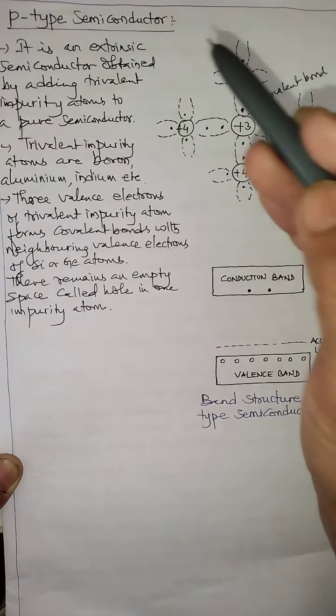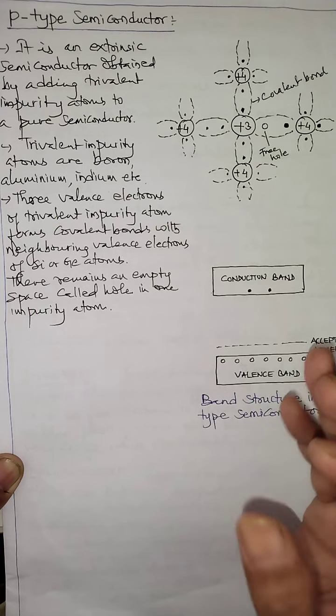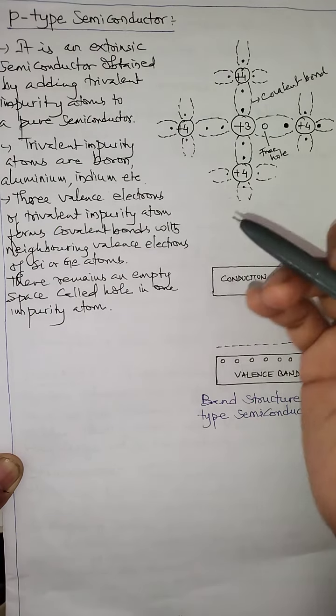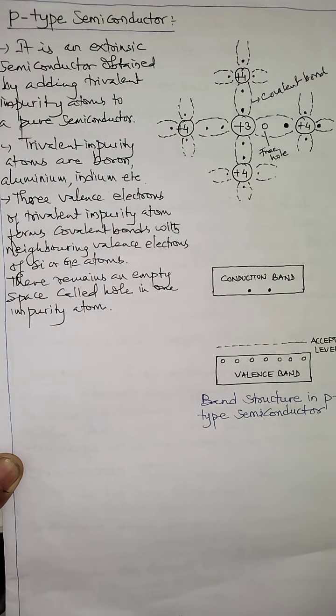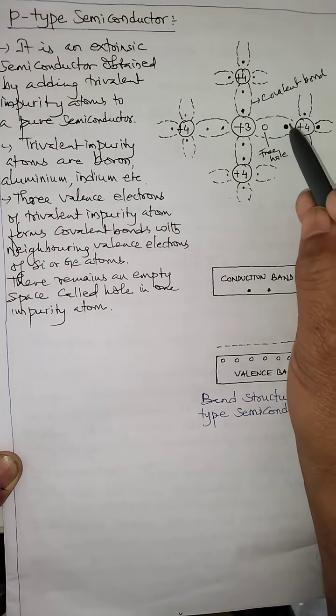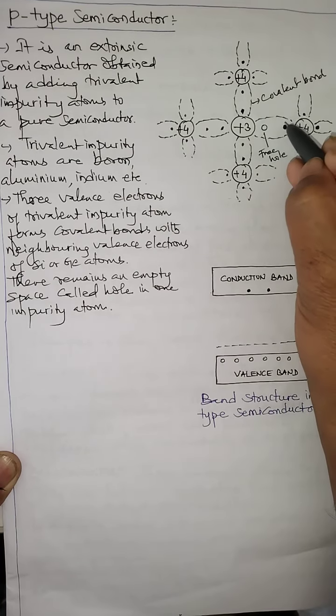So in the case of this p-type semiconductor, the number of free holes created throughout the crystal depends upon how many impurity atoms you are adding. But what happens when this semiconductor is connected to an electric field, meaning when you connect it to a battery or cell? Then electrons which are bound to the neighboring silicon or germanium atoms get dropped into the holes. Some electrons will get dropped into the holes.